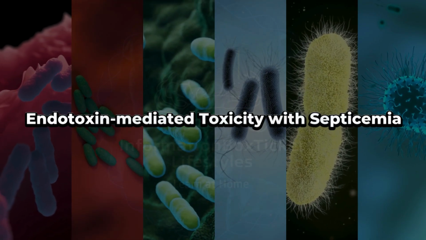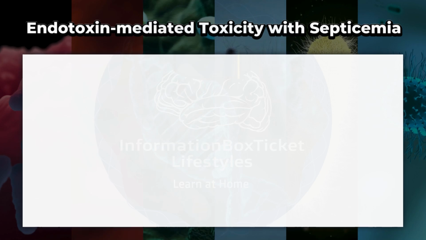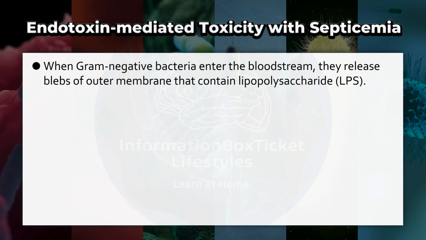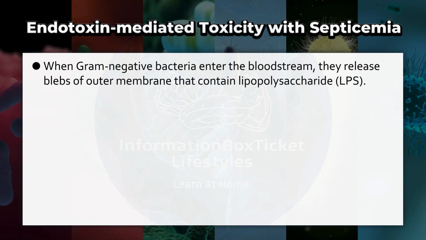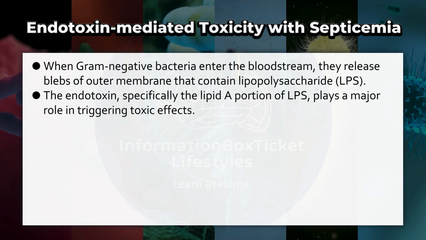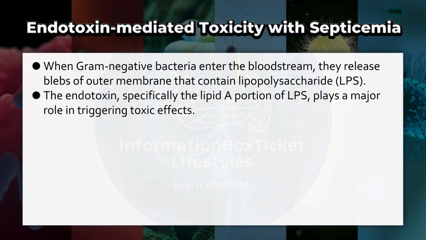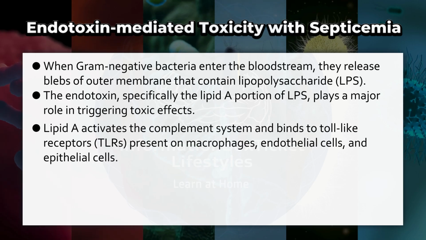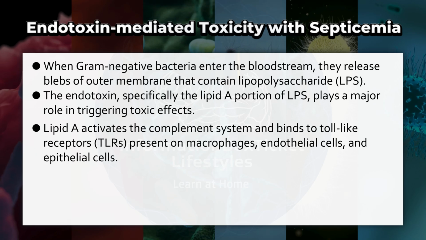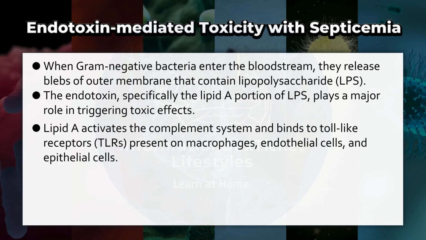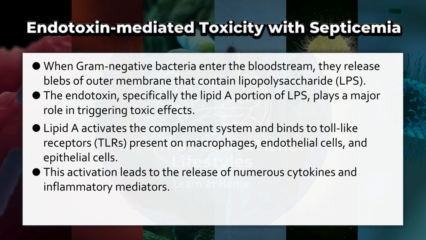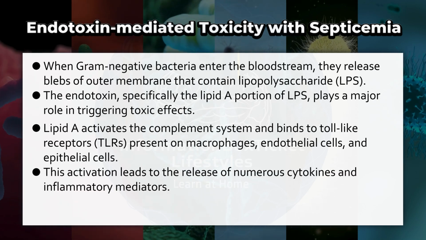Endotoxin-mediated toxicity with septicemia. When gram-negative bacteria enter the bloodstream, they release blebs of outer membrane that contain lipopolysaccharide, LPS. The endotoxin, specifically the lipid A portion of LPS, plays a major role in triggering toxic effects. Lipid A activates the complement system and binds to toll-like receptors, TLRs, present on macrophages, endothelial cells, and epithelial cells. This activation leads to the release of numerous cytokines and inflammatory mediators.